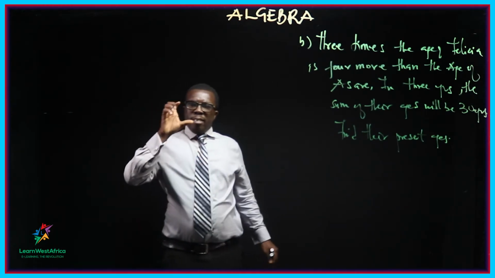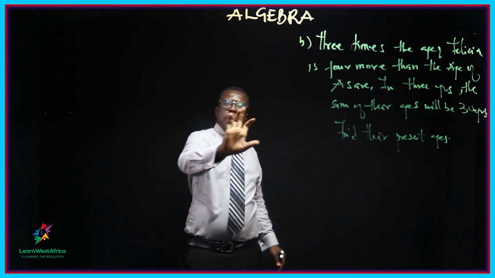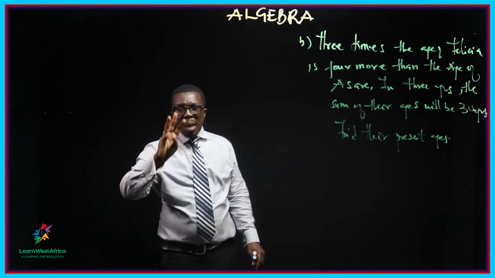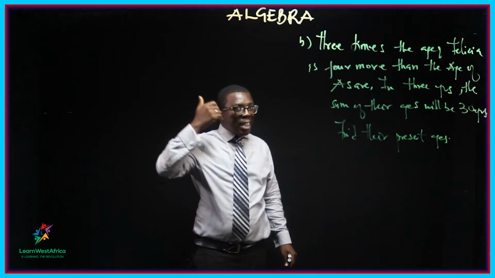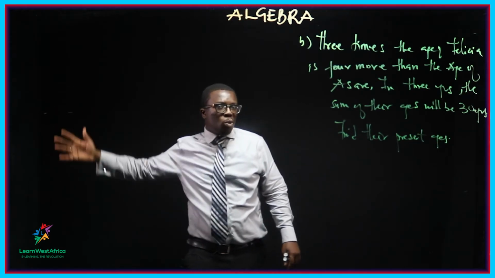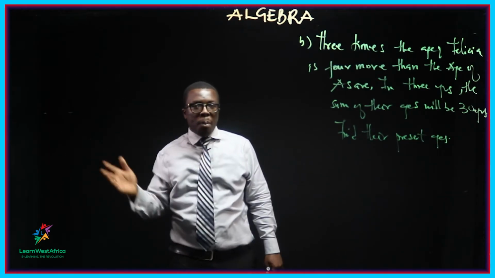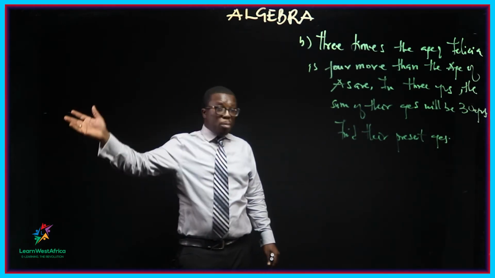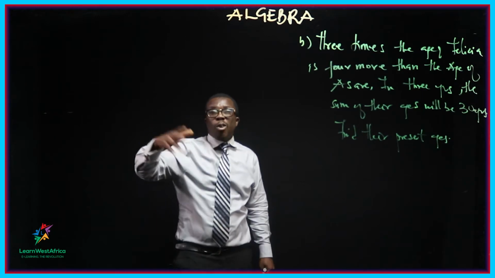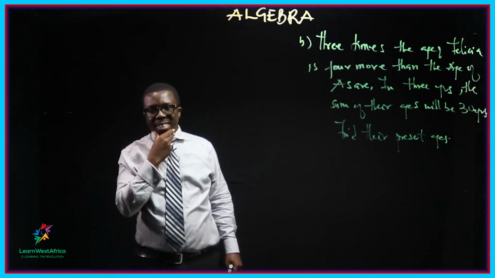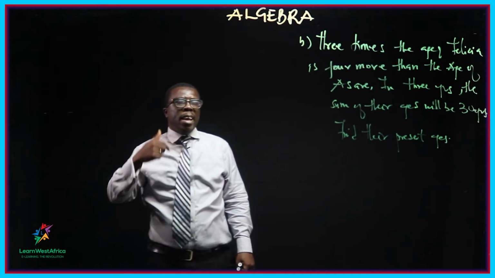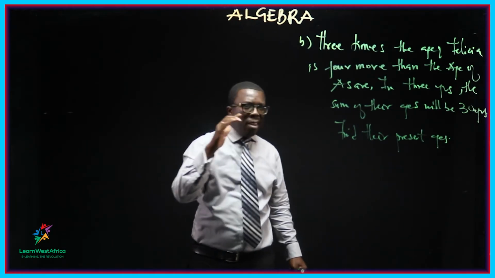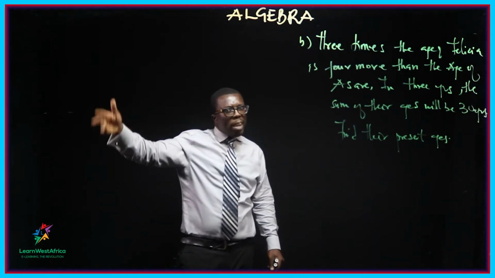For a word problem like this, the key words are "3 times", "4 times", "2 times", "twice". Those mean multiplication. Three times means multiplication; twice of his age is multiplication. Whatever the number, whatever you are given, you multiply. That is what times, twice and thrice mean.